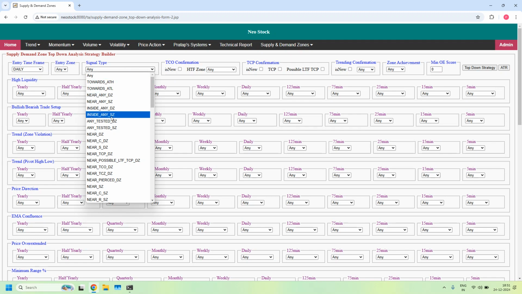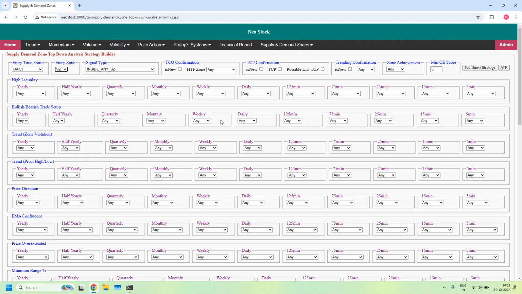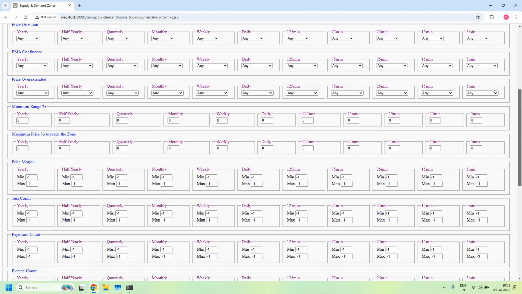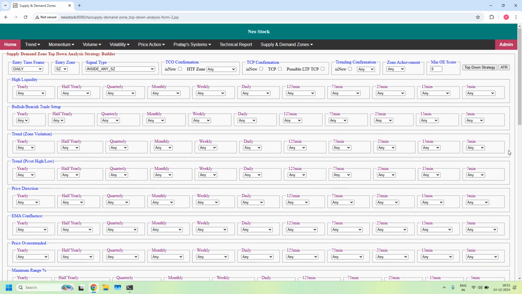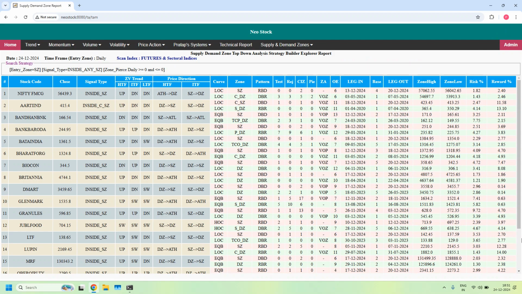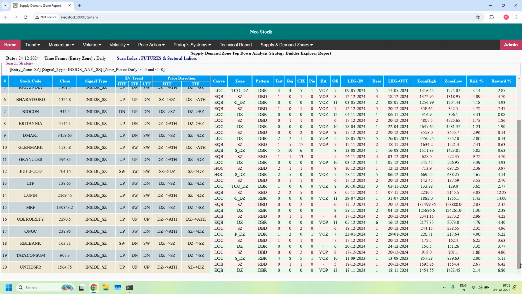Price closed inside the daily supply zone. These daily supply zones should not be pierced. So in the pierced count at a daily time frame, I am setting minimum value 0, maximum value 0, and let me filter. So first 15 stocks in the list. I am scrolling the list down. Total 20 stocks are filtered where price closed inside these daily supply zones.